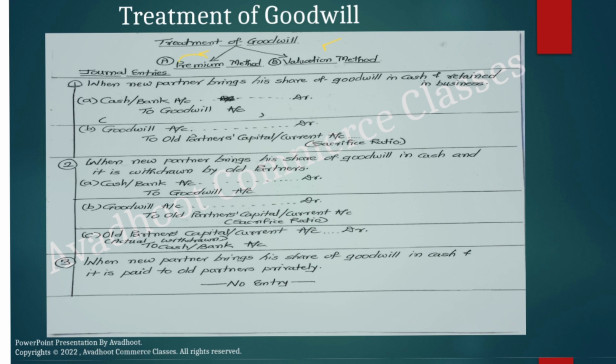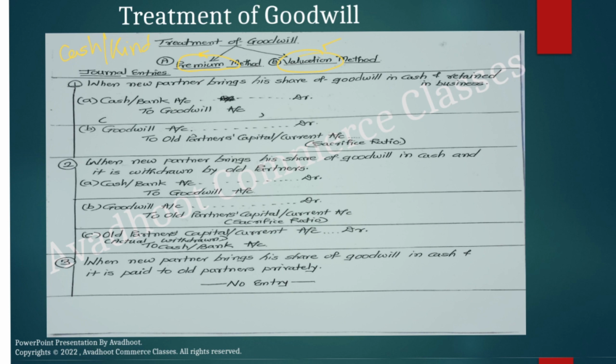What do you mean by the premium method? Premium method means when a new partner brings the goodwill in cash or in kind. I told you what kind asset is. It may be retained in the business or it can be withdrawn by the old partners. That is called the premium method. Whereas what is the valuation method? In the valuation method, the new partner does not bring the goodwill. Therefore, the old partners measure the goodwill of the firm and then it is raised in the books of the firm. As the time may be, it is given in the problem, it will be considered as a normal asset, like appreciation and depreciation.